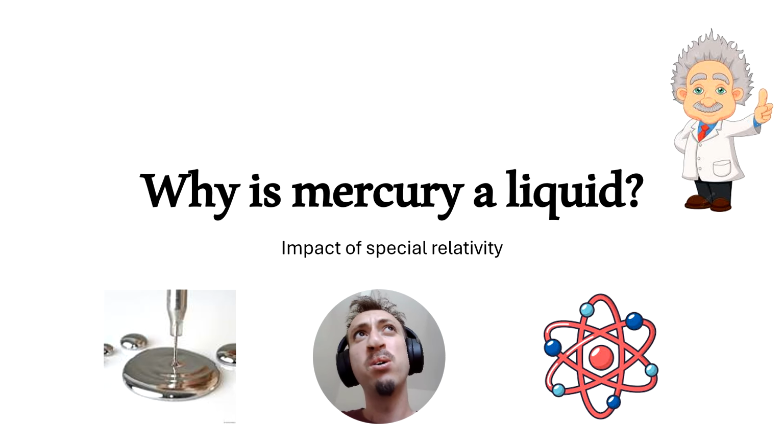I think mercury melts at about minus 39 degrees Celsius, so that means even when you have solid ice, you have a liquid metal. And bearing in mind mercury is a metal, a transition metal, that's really weird. Very, very weird indeed. And we'll be seeing why relativity explains mercury's very low melting point.